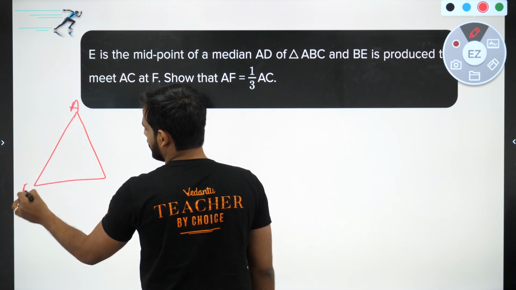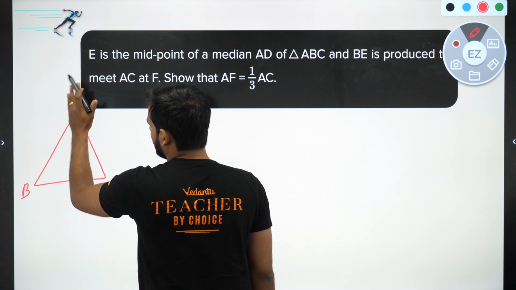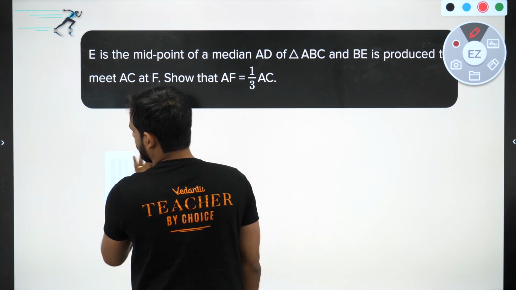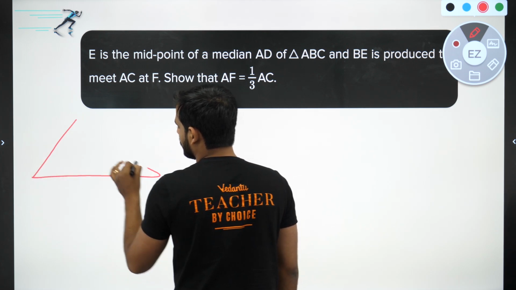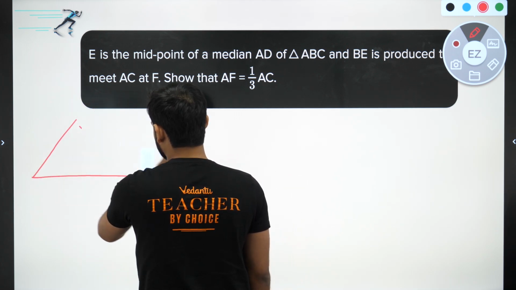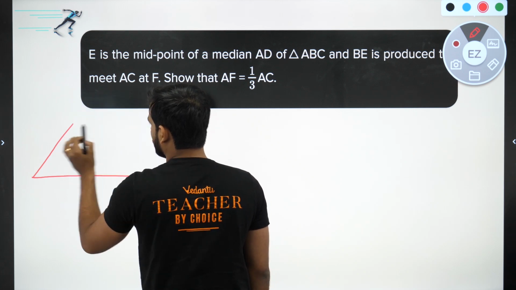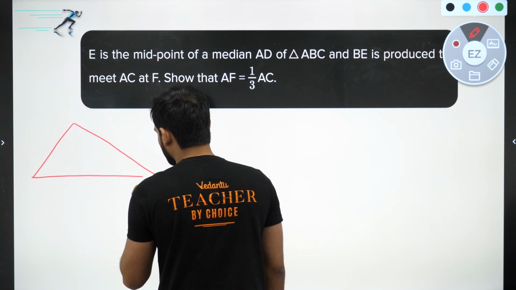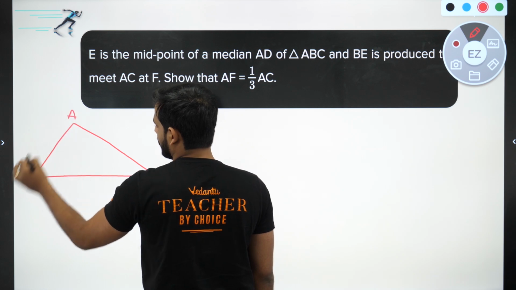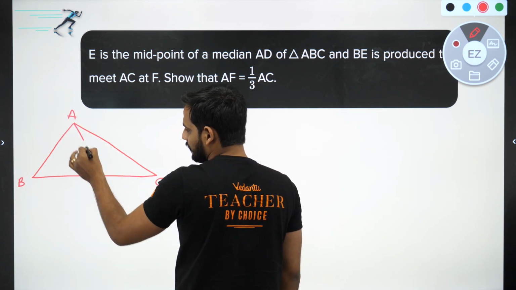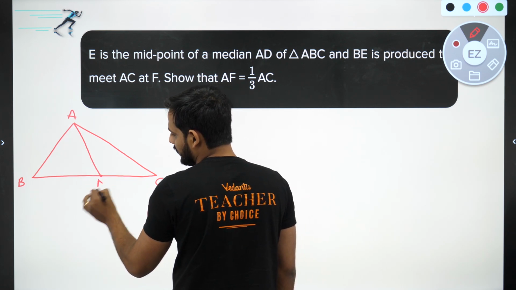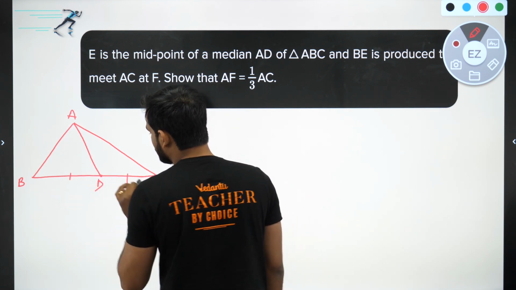A, B, and C, and let us draw a triangle like this, so that many will not assume this is perpendicular as well, so whatever is given, only that part. So A, B, C, and there is a median AD. From A, median AD will be something like this. D is here. If it is a median, BD is equal to CD.